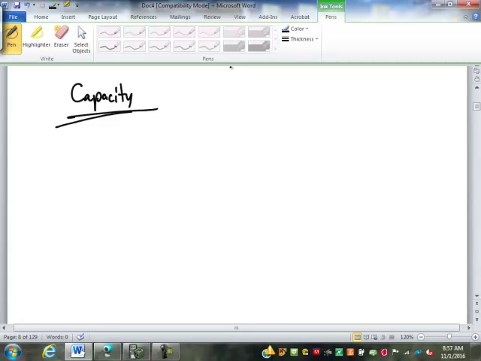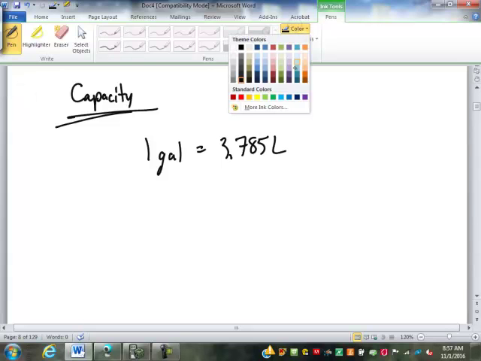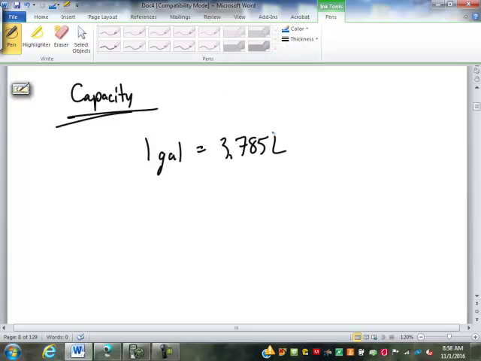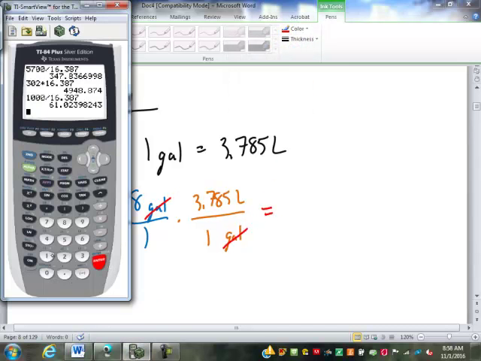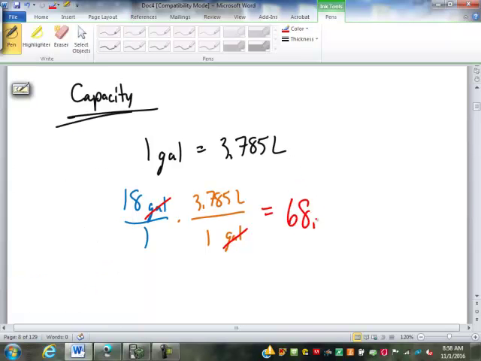For capacity, the equivalency that I have memorized is that 1 gallon equals 3.785 liters. So let's say you have an 18-gallon gas tank. Let's say we finally switch over to the metric system. How many liters are you going to be filling up with? Well, 1 gallon is 3.785 liters. The gallons cancel out. It'll be 18 times 3.785, which is 68.13 liters. So your 18-gallon tank now becomes a 68-liter tank.